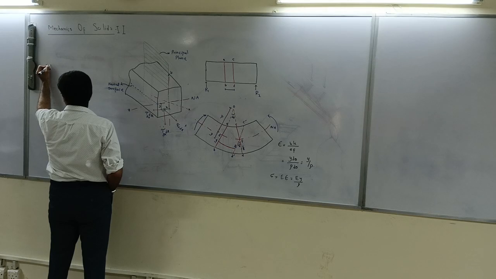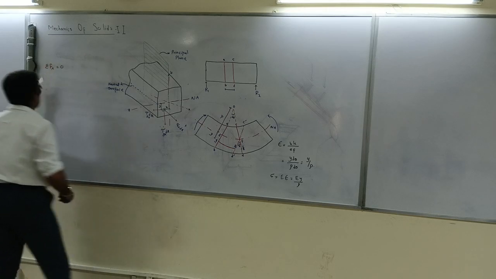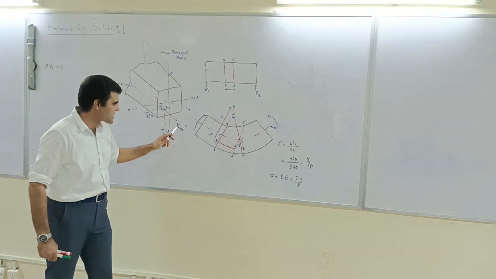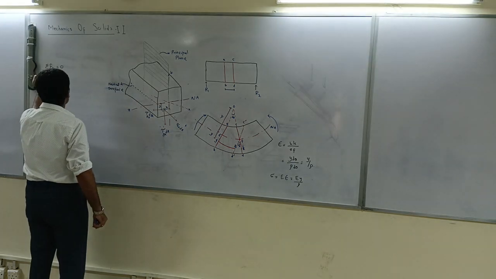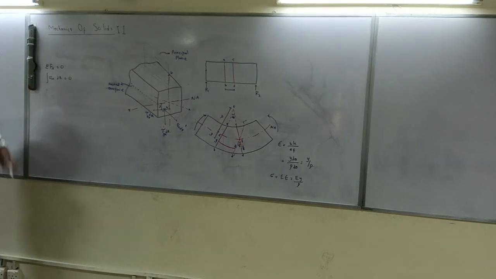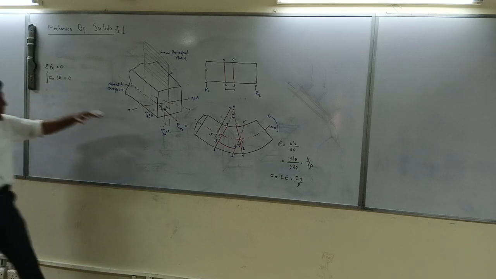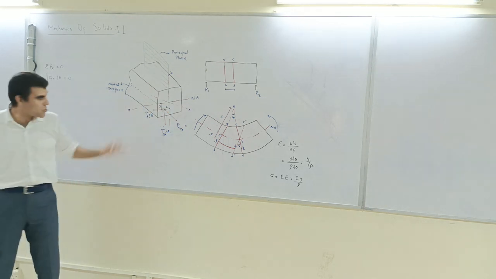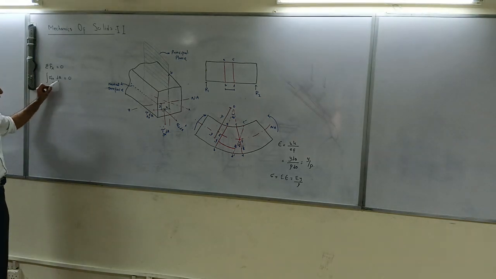So summation of all the forces in the x direction must be equal to 0. What do we have? We have stress xx into dA. That is the summation of all the axial stresses in the beam into dA. This summation means that we are integrating it around the whole cross section, and this is for all the slices. So the integral of stress xx times dA is equal to 0.